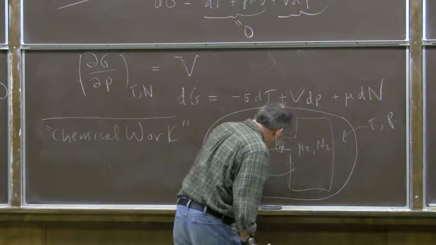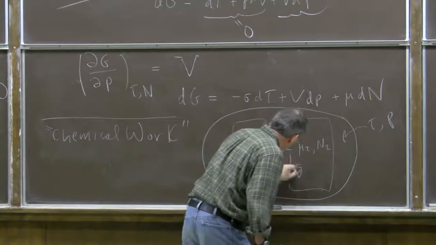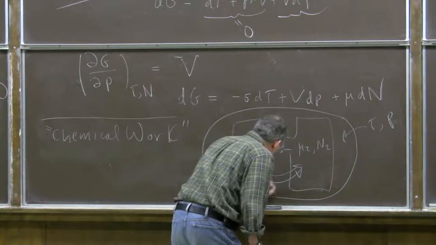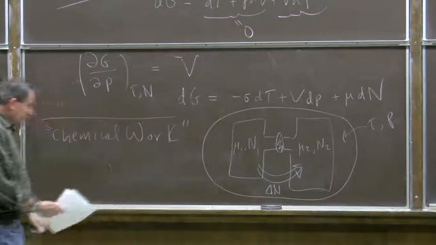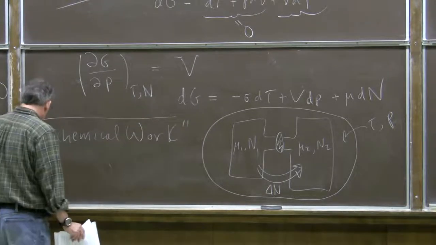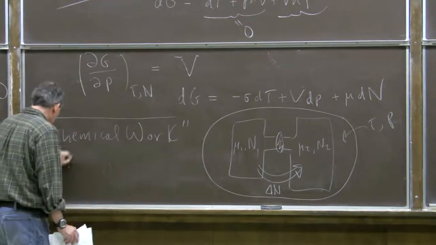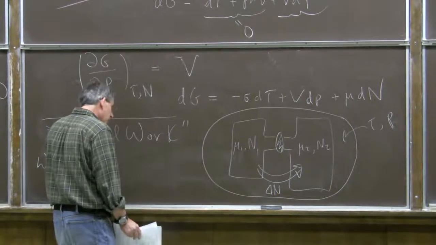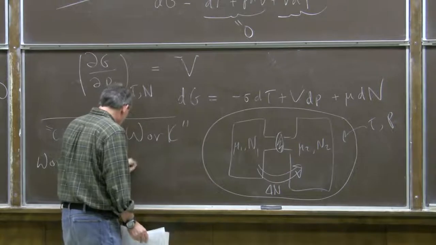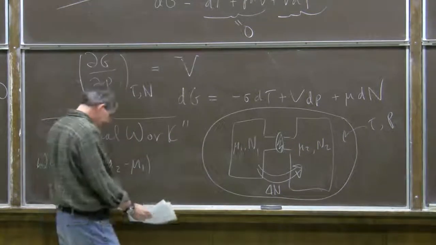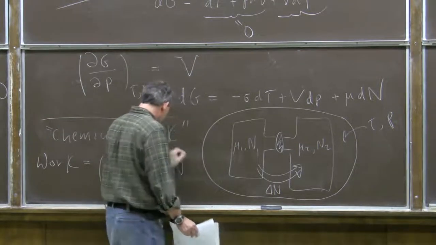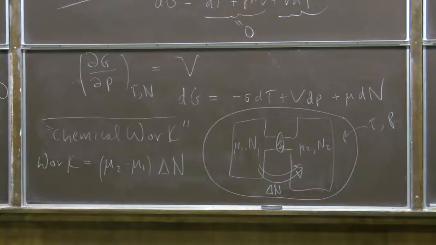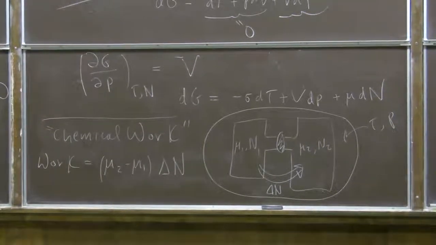Suppose that I pump a number of particles from 1 to 2, call it delta n, then the amount of chemical work done is the difference between the chemical potentials, mu2 and mu1, times the number of particles moved. Okay? So if mu2 is larger than mu1, I'm pushing particles uphill.